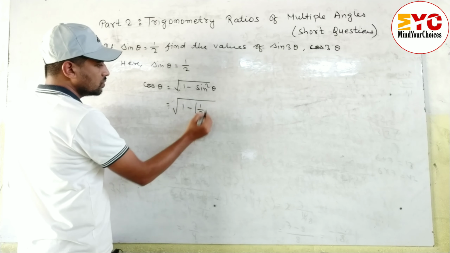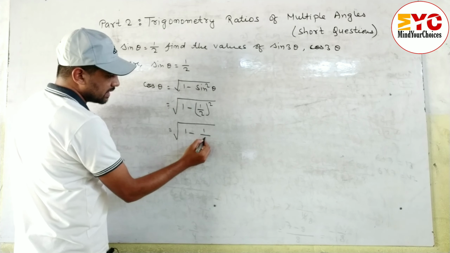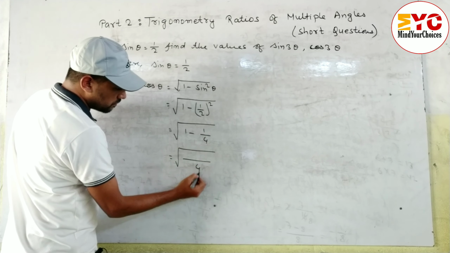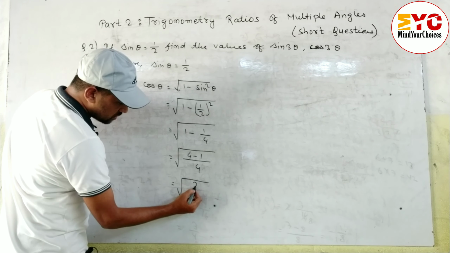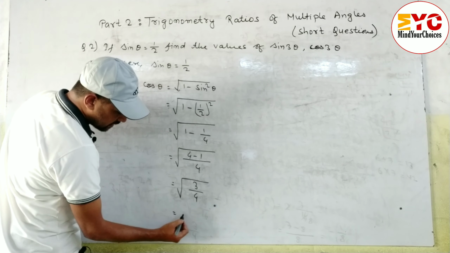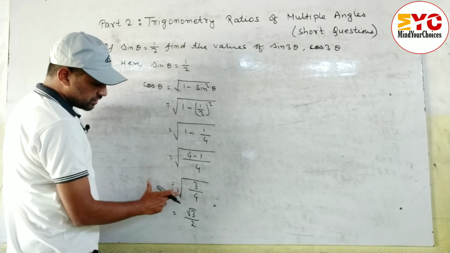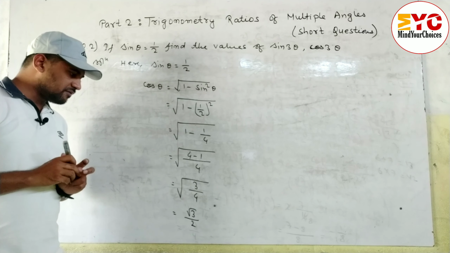so 1 by 2 whole square. Root under 1 minus 1 by 2 square means 4. Now taking LCM here, 4 into 1, 4 minus 1, root under, root 3 by 4. So we can write root 3 by 2. Root 3 means root 3, root 4 means 2. Okay, we have the value of cos theta.